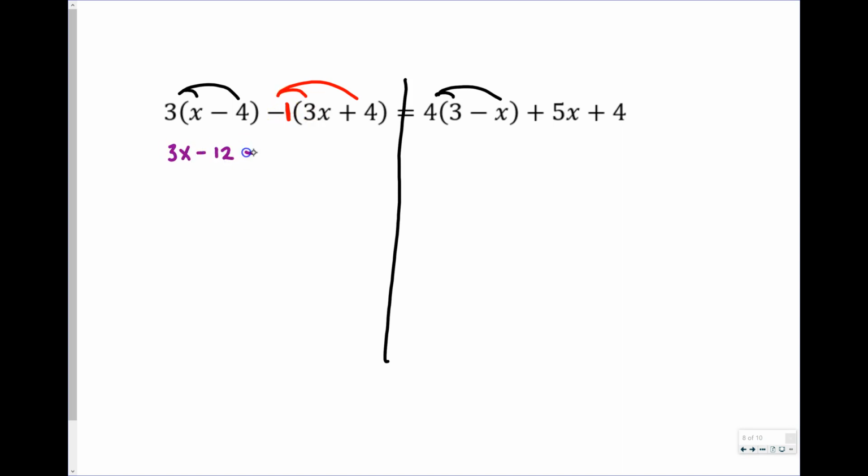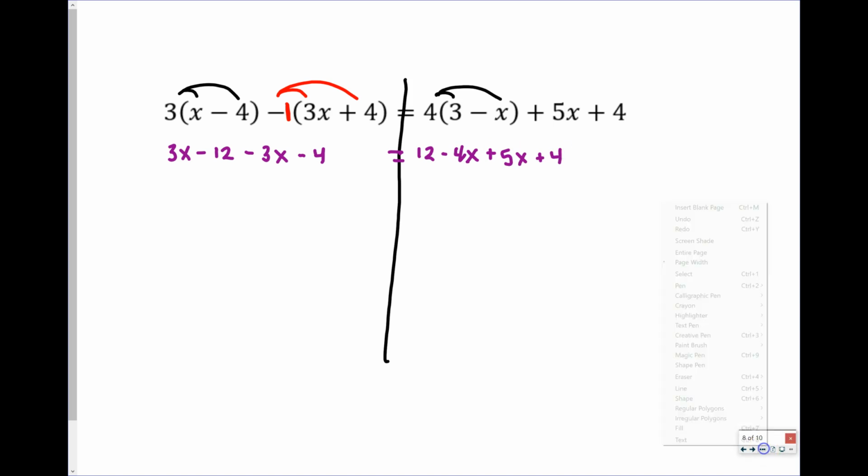Negative 1 times 3 is negative 3x, and negative 1 times 4 is negative 4. The next distribution is 4 times 3, which is 12. 4 times negative x is negative 4x, and then just bring down the 5x and the 4. Now we've got to combine like terms.